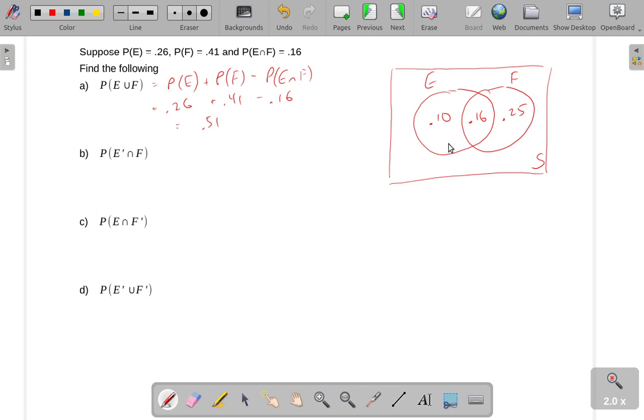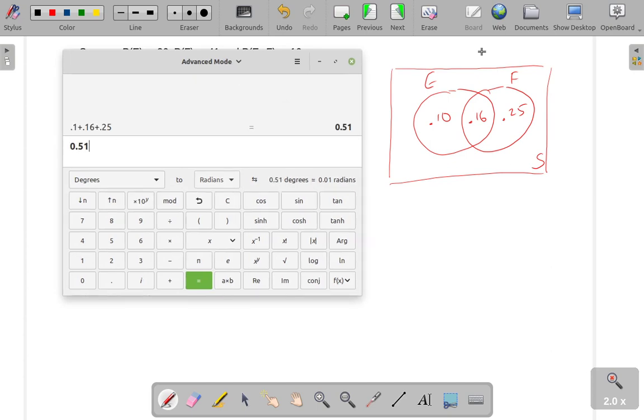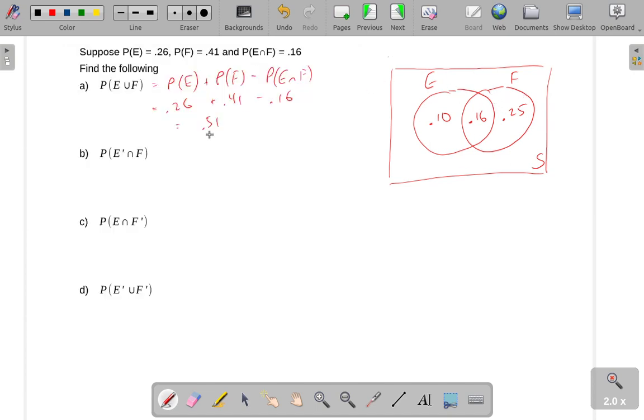But let me pull up my calculator here. We have a total of 0.1 plus 0.16 plus 0.25. This is the stuff that's already accounted for within these various numbers, and you can see, of course, that is the 0.51 we just found, the probability of the union. And using our complement rule, the stuff outside the circle must be 1 minus that, which is 0.49.